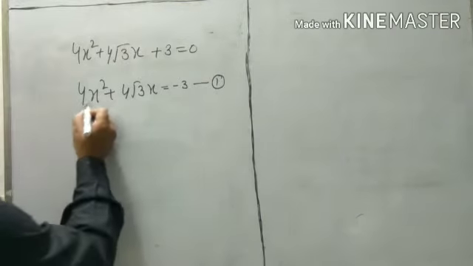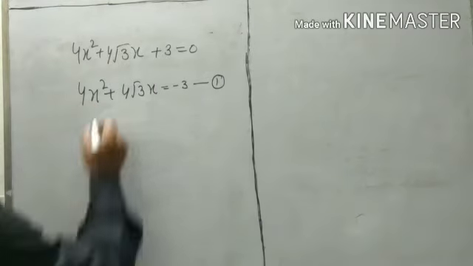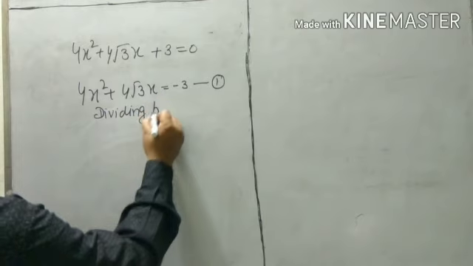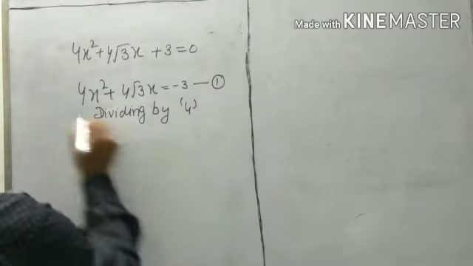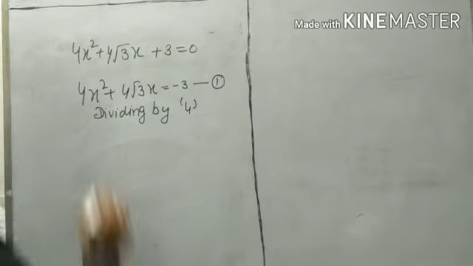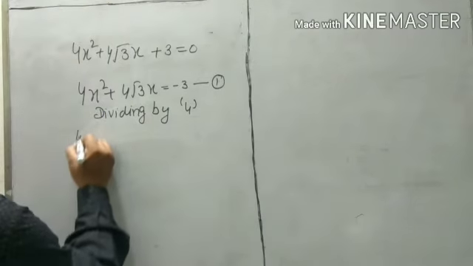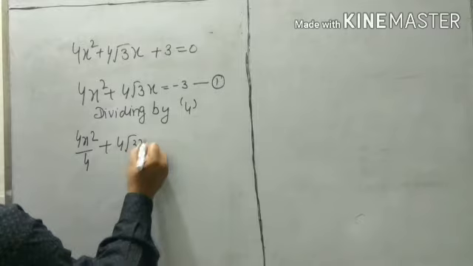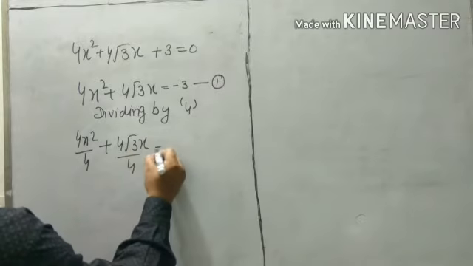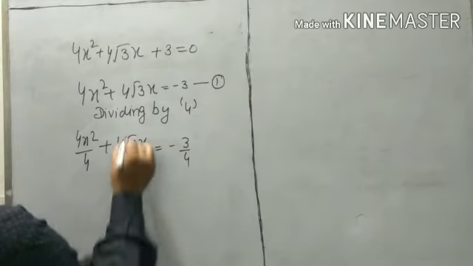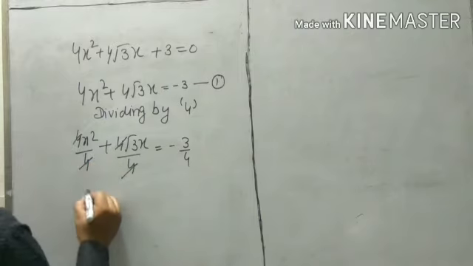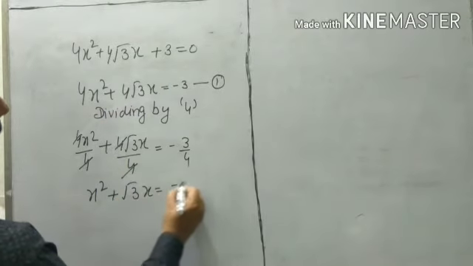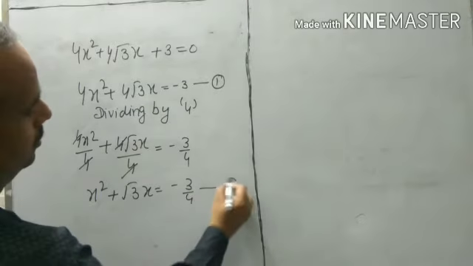Now the x square coefficient is 4, so we divide by 4 to make it 1. If it is already 1 then there is no need, but here it is 4, so we have to divide by 4. So 4x square by 4 plus 4 root 3x by 4 equals minus 3 by 4. We are left with x square plus root 3x is equal to minus 3 by 4.